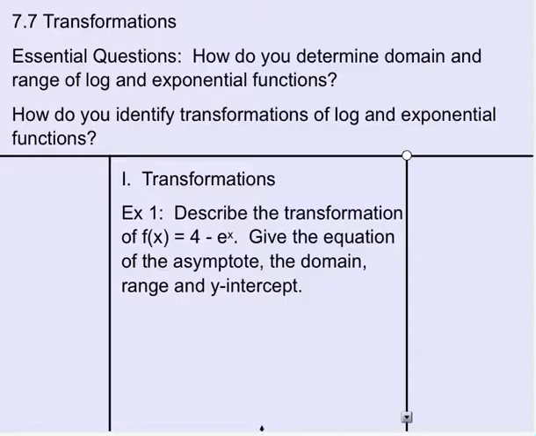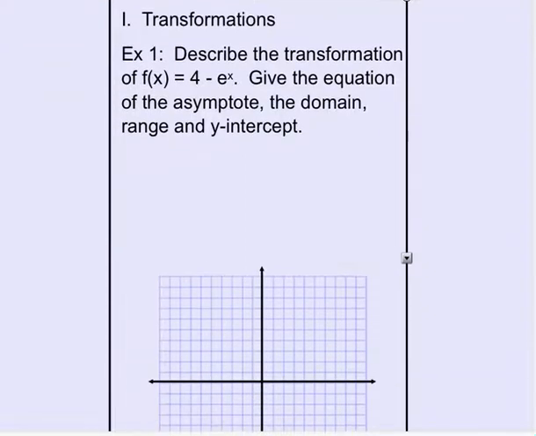So let's move on. First, we're going to describe the transformation of our function. So looking at it and thinking order of operations, we multiply before we add. So I'm going to look at that negative e to the x. We're multiplying the function by a negative. If it's outside the grouping, it's vertical. So we have a vertical reflection. And then the plus 4, the 4 is positive, so it's up 4.